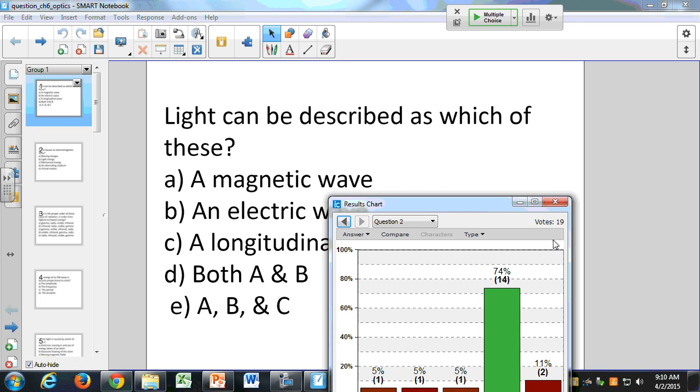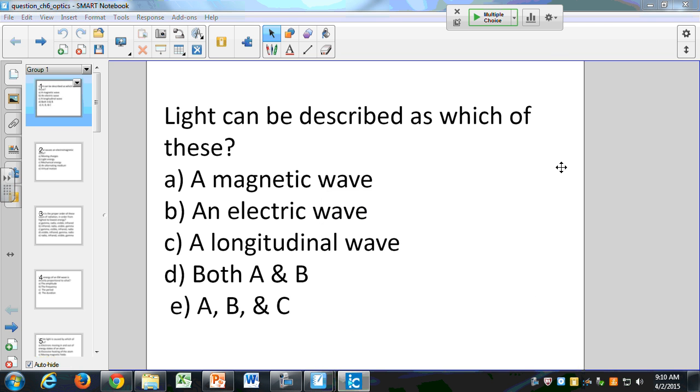Right. B is right. It is a magnetic wave and it is an electric wave. It's an oscillating electric field and an oscillating magnetic field together. It is not a longitudinal wave. A longitudinal wave is like a compressional wave. It's a transverse wave instead.